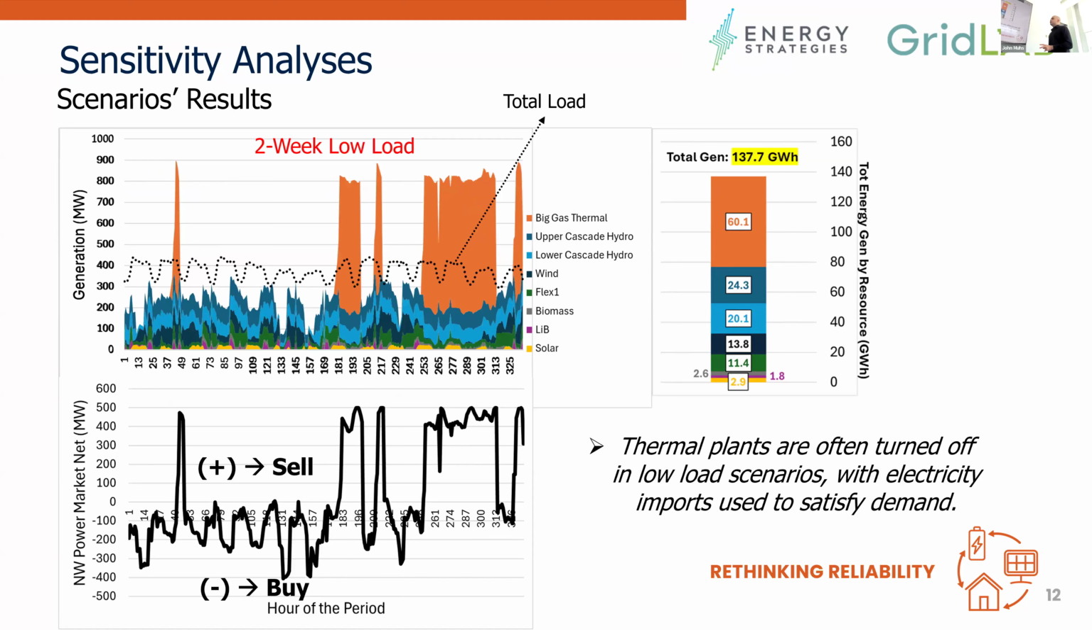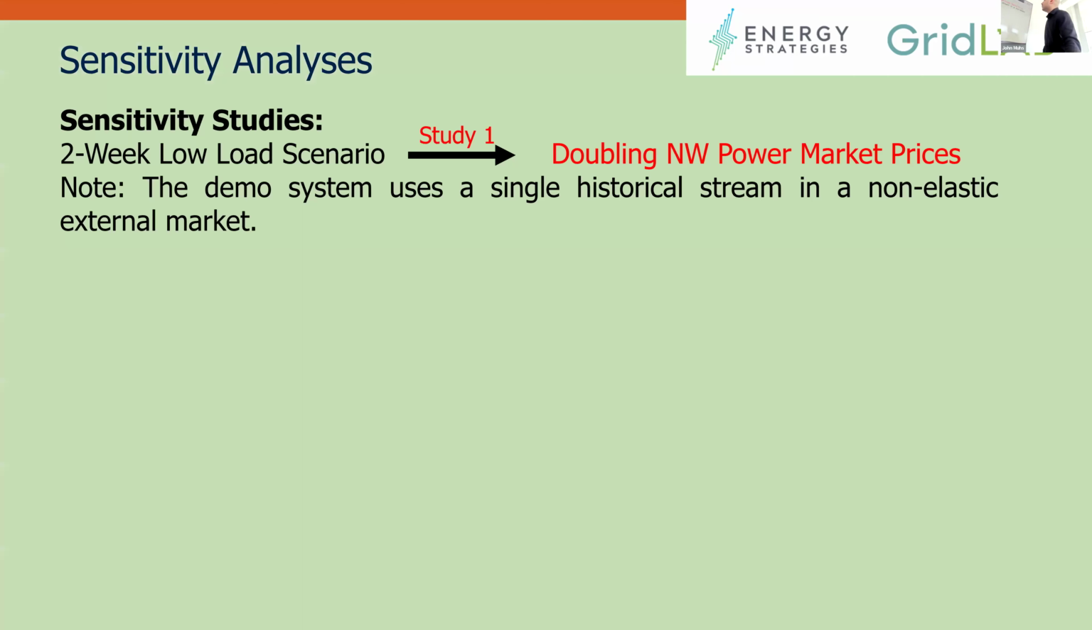And this is the result for the 2-week low load scenario. You can see the difference here: the thermal plants are often turned off and the demo system prefers to import power from the market to meet the load. This behavior is mainly driven by the prices of the power, and I will show you the price profile in the next slides. You can also see that the total generation is 140 gigawatt hours, while in the last scenario it was more than 250 gigawatt hours.